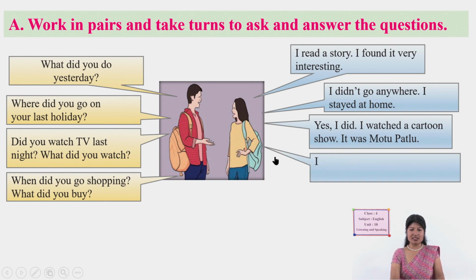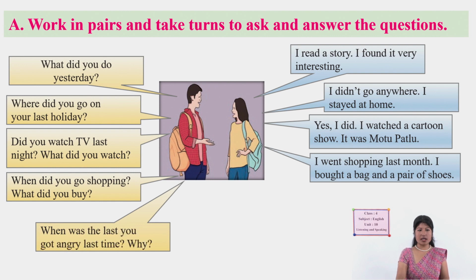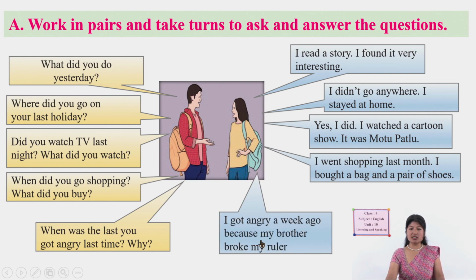What does the girl answer? I went shopping last month, see? Last month, a long time ago. I bought a bag and a pair of suits. The final question asked by the boy: when was the last time you got angry? Do you remember when you got angry last time? And why? With reason. And here is the answer. I got angry a week ago because my brother broke my ruler. So this was the reason the girl got angry.